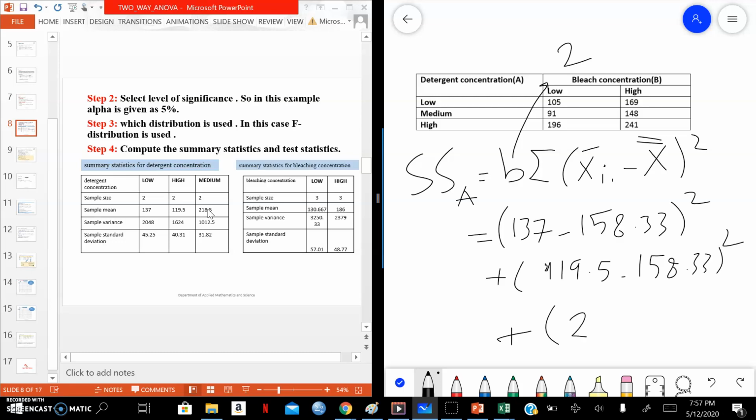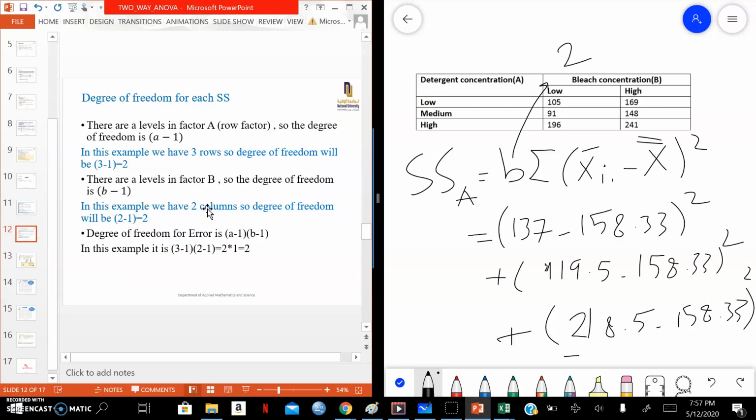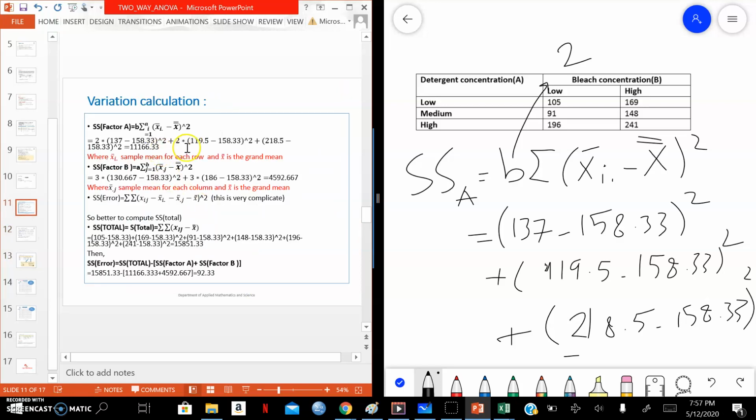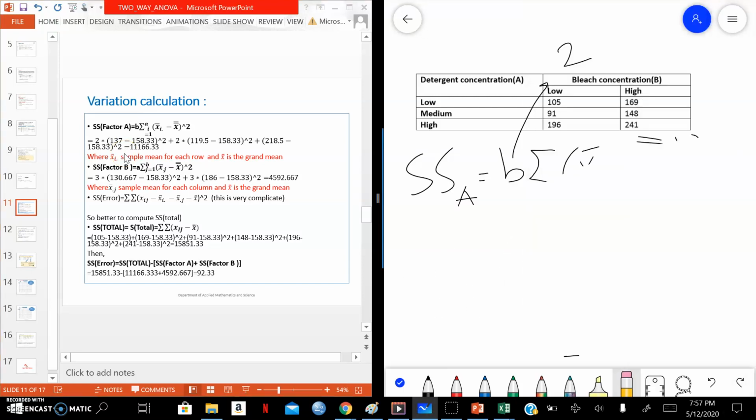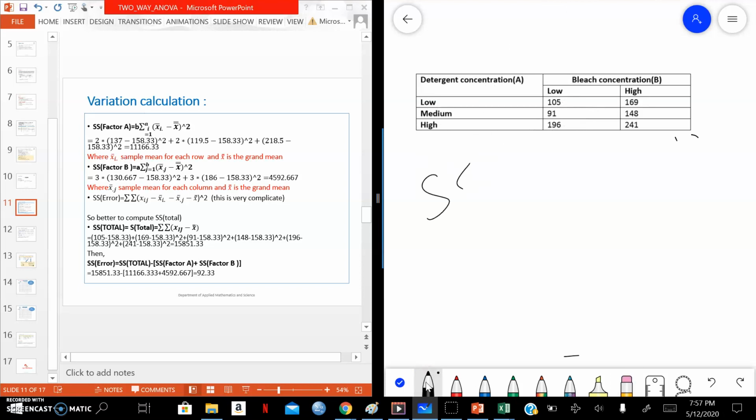And similarly for the third one. Then you add, so you see that we will get this value. And SSB is the same. The formula is A times the sum of the squares of xj bar minus the grand mean square.